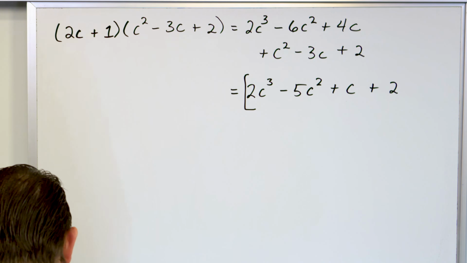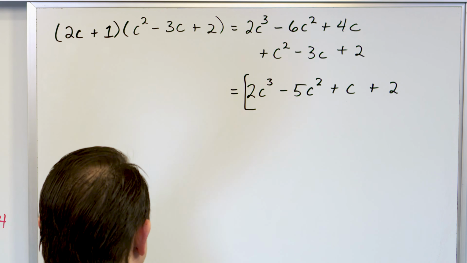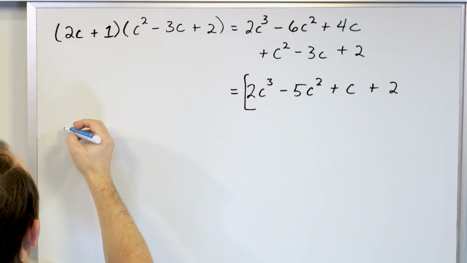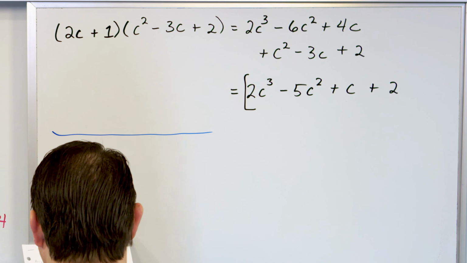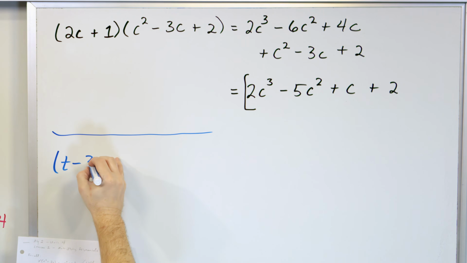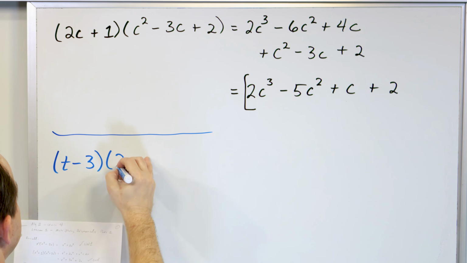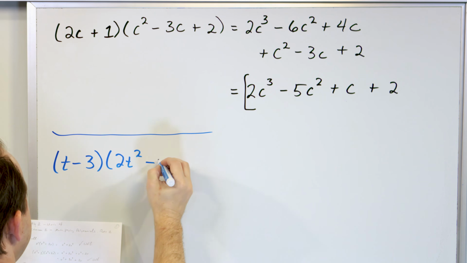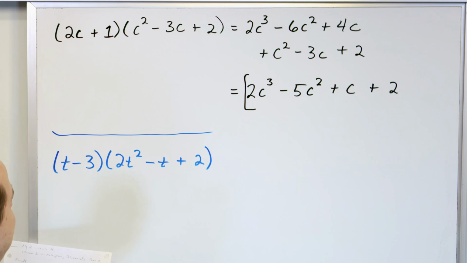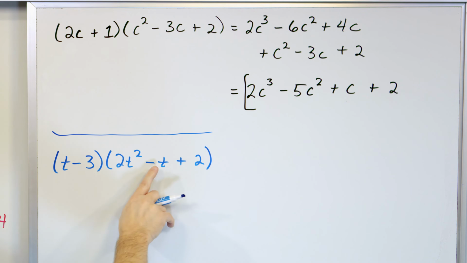So every other problem that we're going to do in this lesson is going to be very similar, but we're just going to have slightly more complex scenarios here. For instance, what if we have (t minus 3) times (2t squared minus t plus 2)? Now the only thing that makes this tricky is I have a minus sign here and a minus sign there.